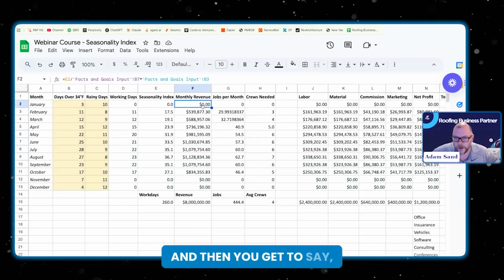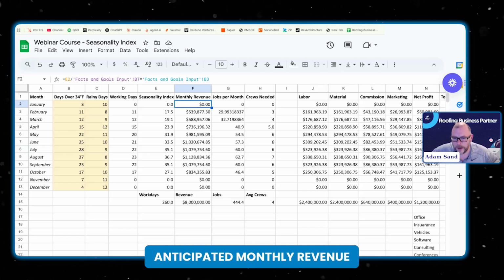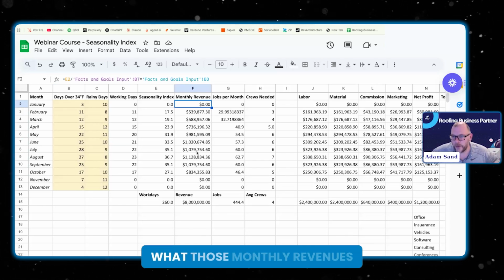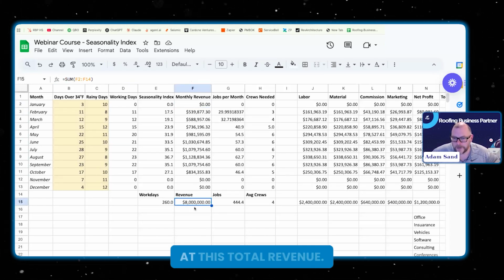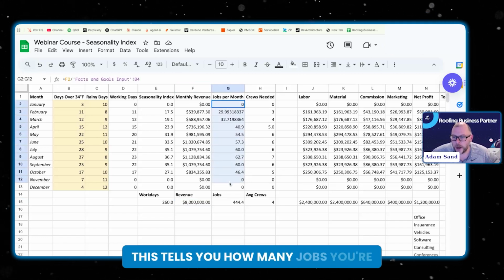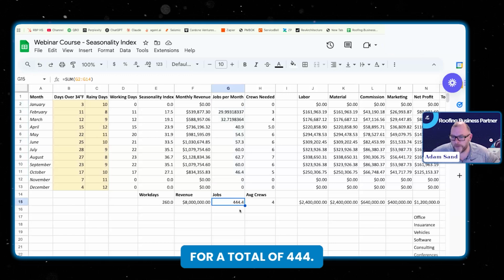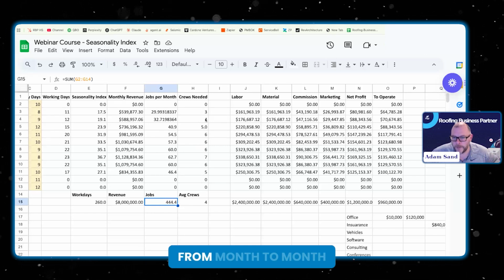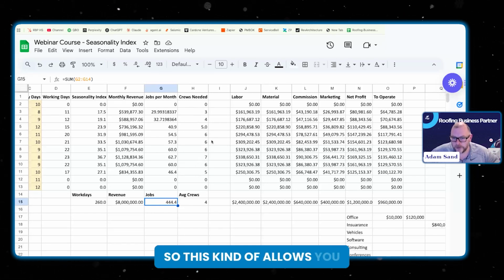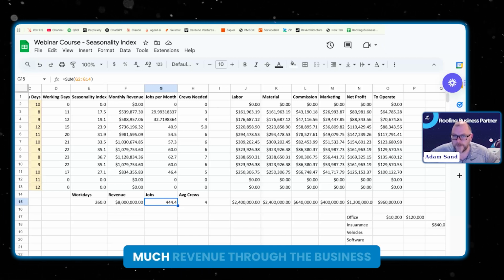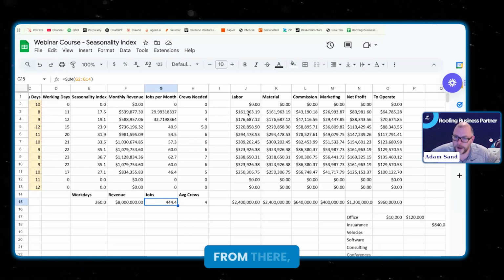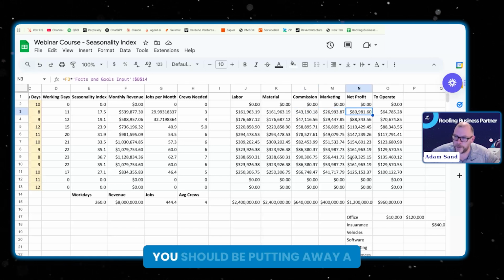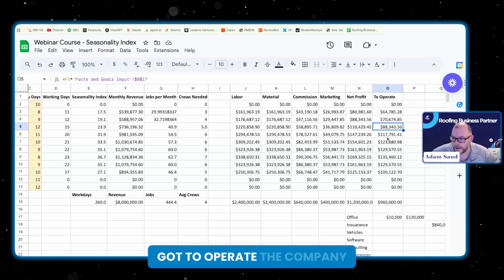And then you get to say, okay, what is our anticipated monthly revenue based on our facts and goals? So if our goal is to make 8 million, this tells us ideally what those monthly revenues should be to end up with this total revenue. The same thing here, this tells you how many jobs you're going to have to do per month, for a total of 444. Knowing that you have 2 crew days per job, this tells you how many crews you're going to need from month to month through your seasons. So this allows you to say, I'm going to have to flow this much revenue through the business in order to achieve my goals. From there, you get your labor budget, your material budget, your commission budget, your marketing budget. You should be putting away a net profit, and how much you've got to operate the company each month.